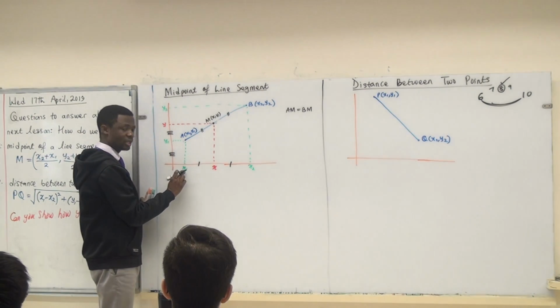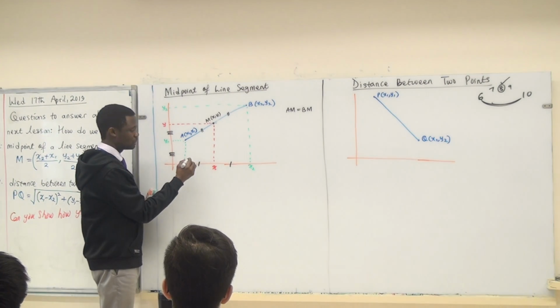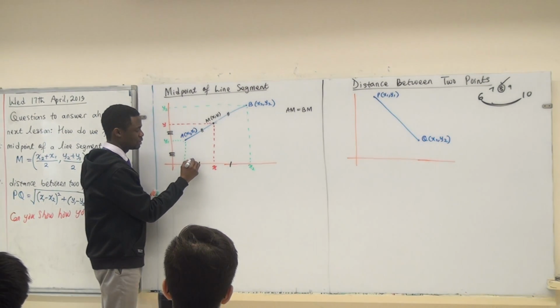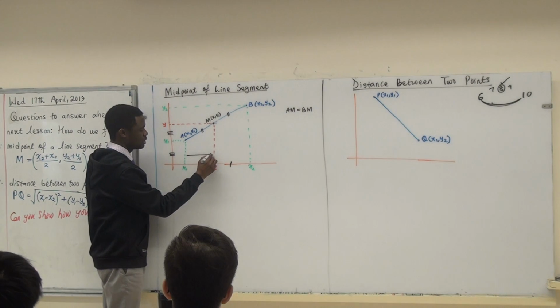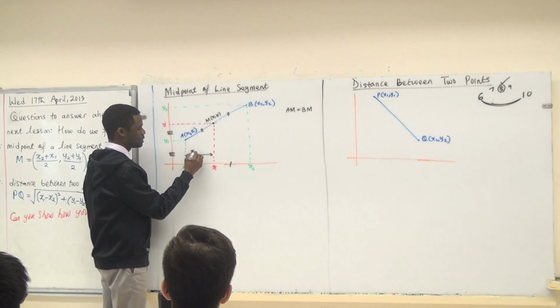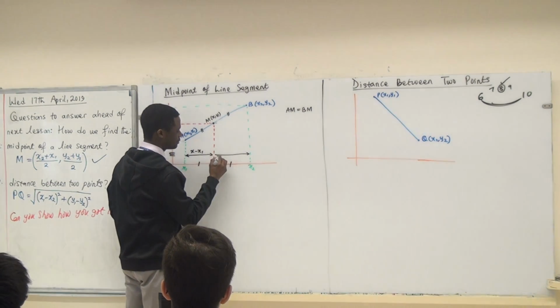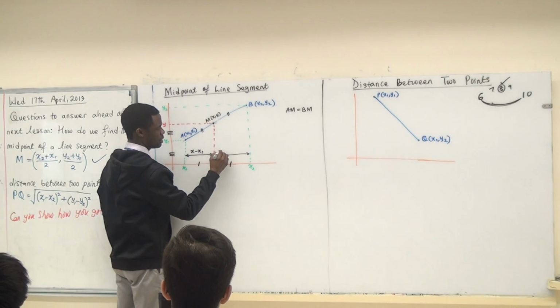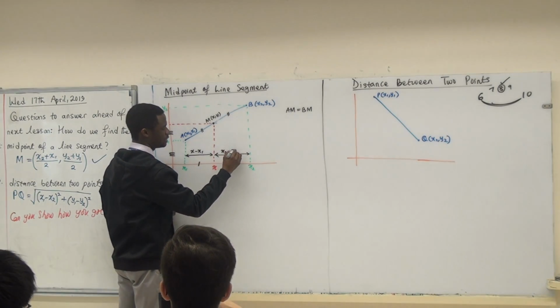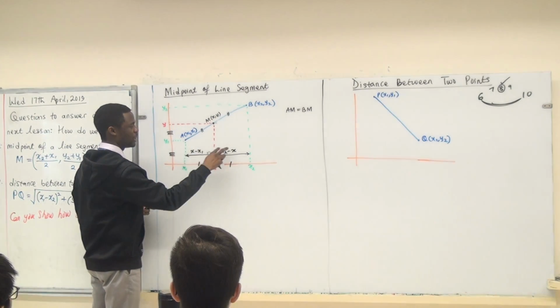What is the distance between this x and x1? What is this gap? From here to here is what? X minus x1, right? What about from here to here? X2 minus x. Now, what do we know about these two numbers?